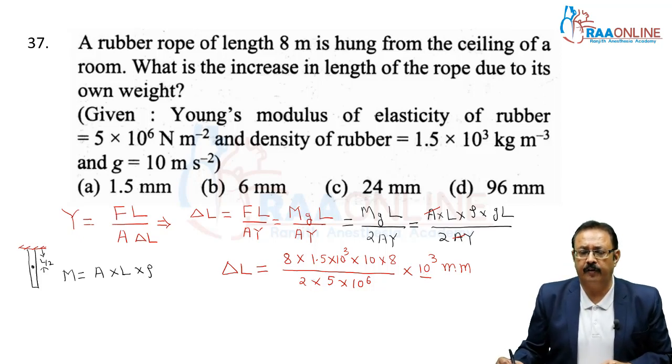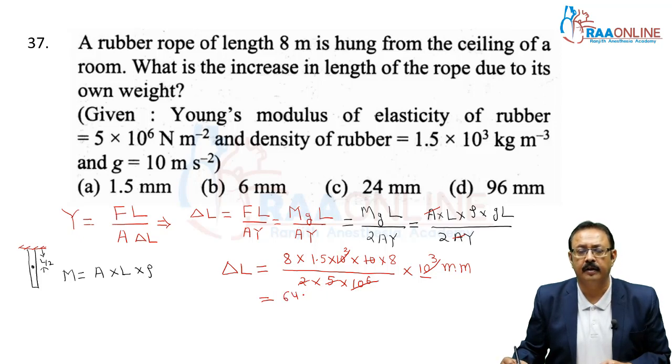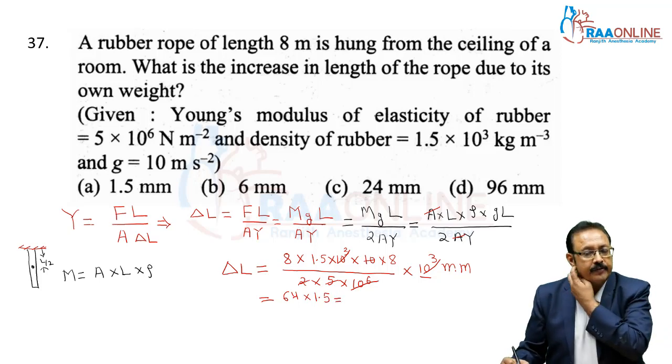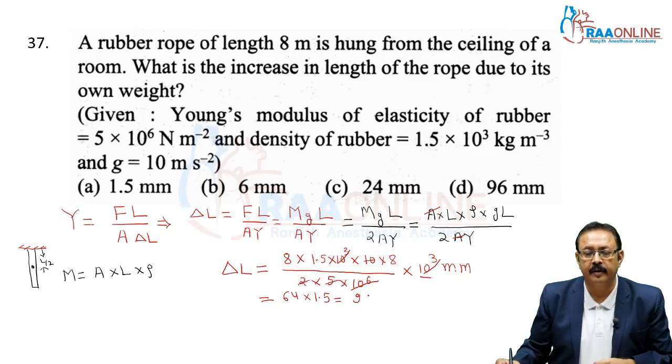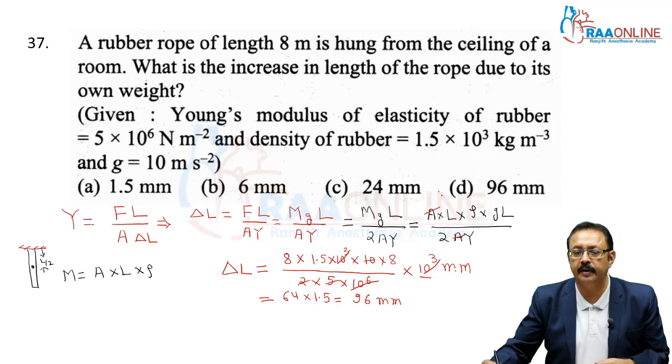Now what powers are involved? See, this 10 to the power 6, I am cancelling with 3 and 3. 5 into 2, 10, 10 with this 10. So what are we getting? 8 into 8, 64, into 1.5, means 64 and half of 64, 96 millimeter. So I am going with option D.